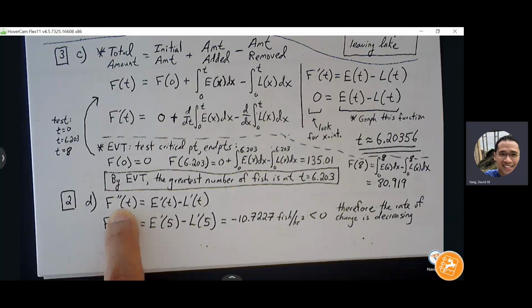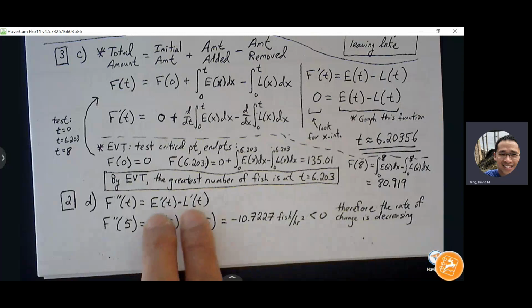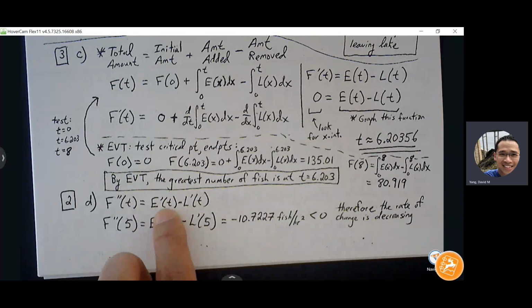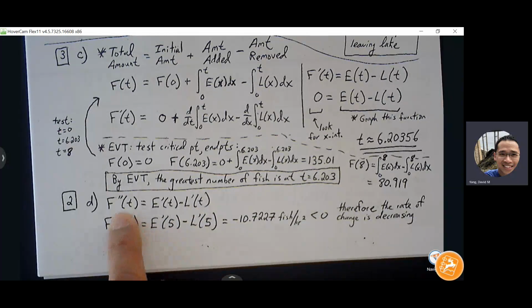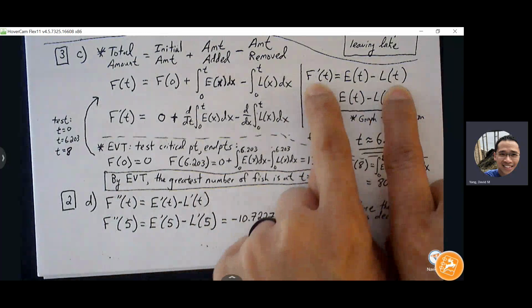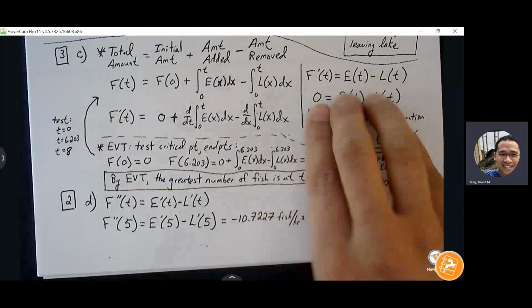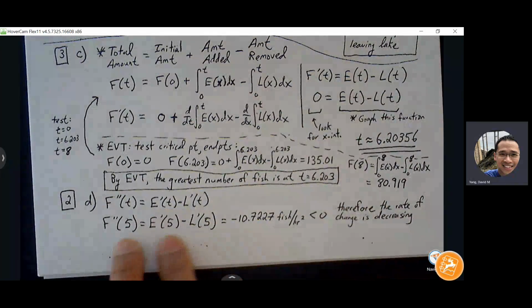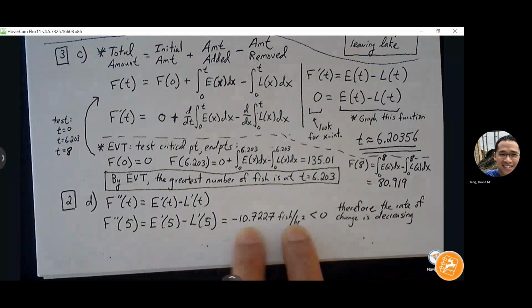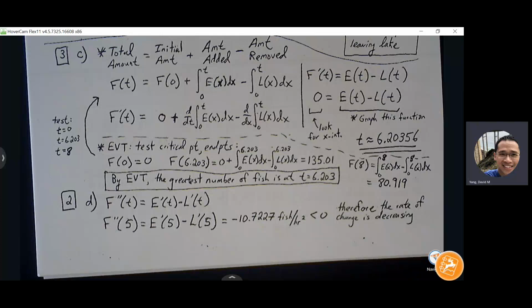So we know that the rate of change of the rate, whether it is increasing or decreasing, is going to be E prime minus L prime, right? The rate at which fish is coming in minus the rate at which fish is leaving. So F double prime, since F prime is E of t minus L of t, F double prime is going to be E prime minus L prime. So we're just building off of this first derivative to build my second derivative. Once I get to my second derivative, just plug in 5. It was fish per hour, but now it's going to be fish per hour squared. It's a negative, so this negative tells you that your rate is decreasing.